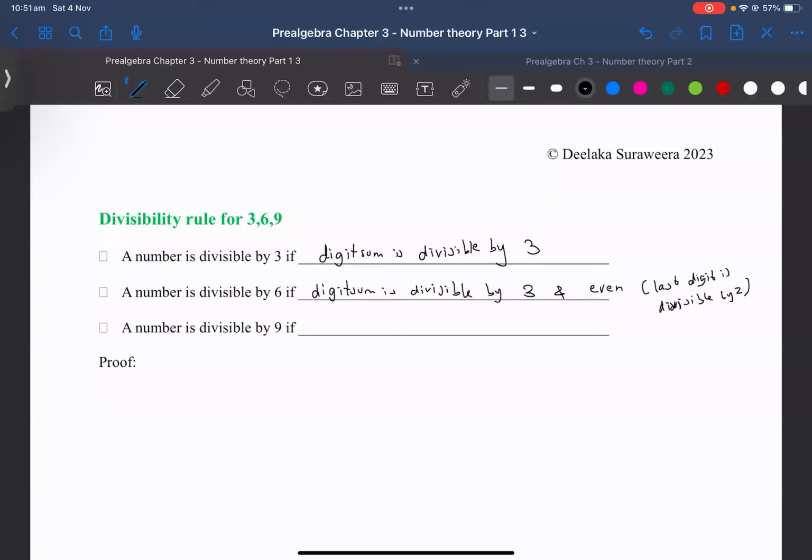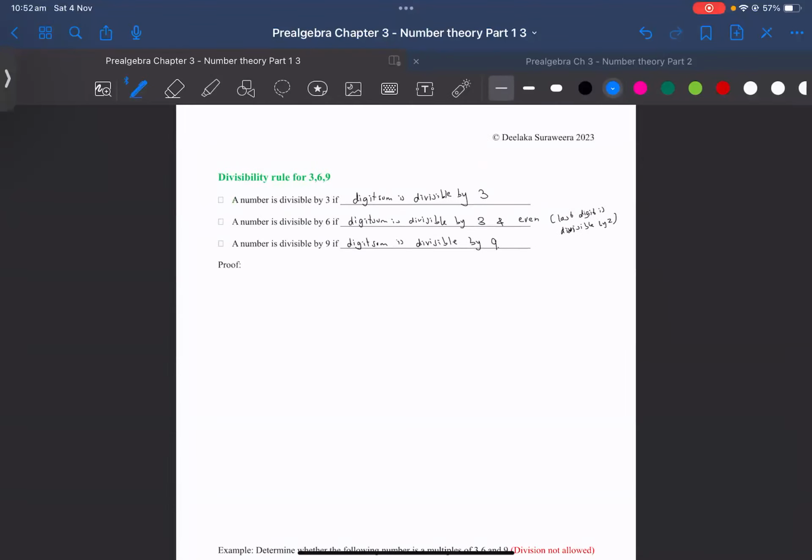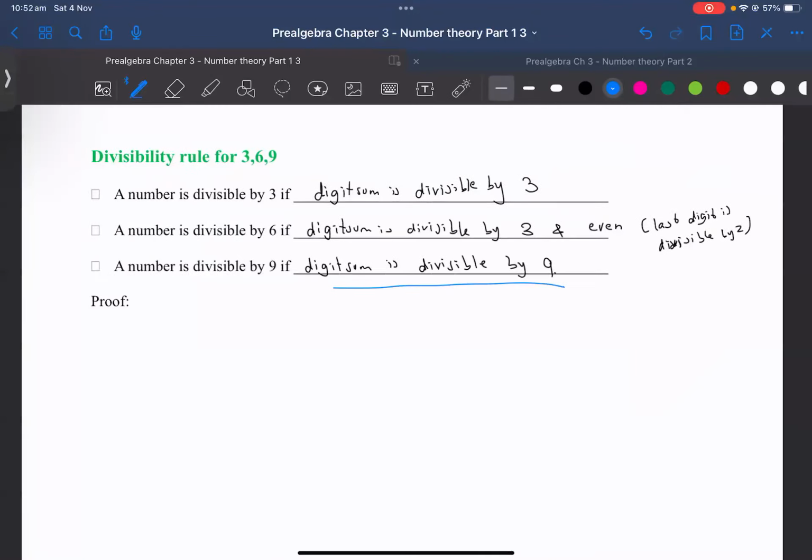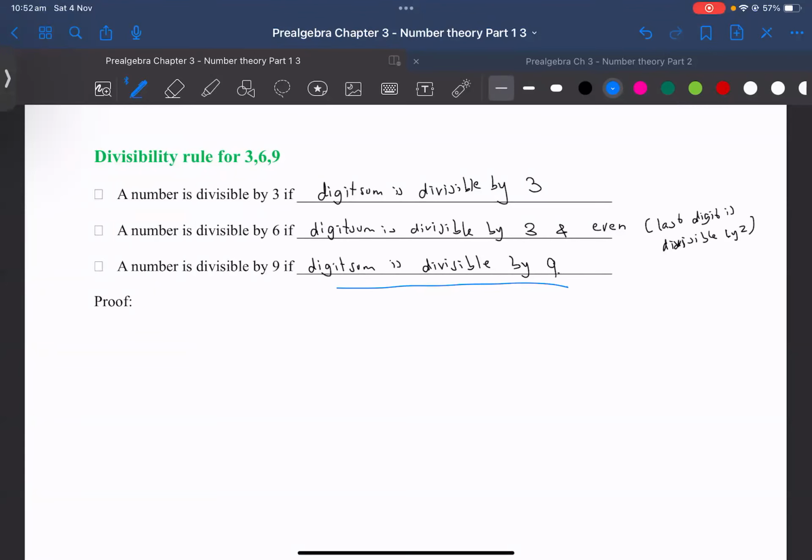And what about 9? How do you know if a number is divisible by 9? The sum of its digits is divisible by 9. Very good. Digit sum is divisible by 9. The proof for this one's really complicated, and we don't have much time, so we'll just practice it. The best way to remember is to practice. So if you practice it now, hopefully you'll remember this even more.